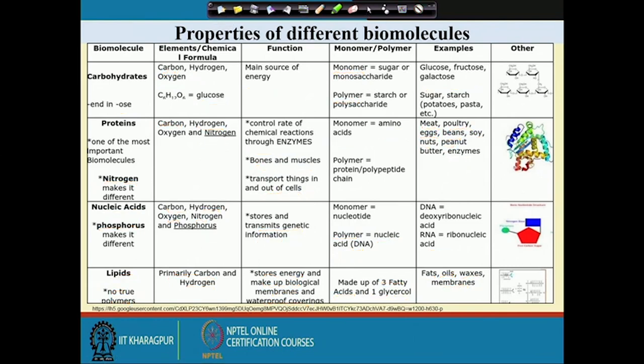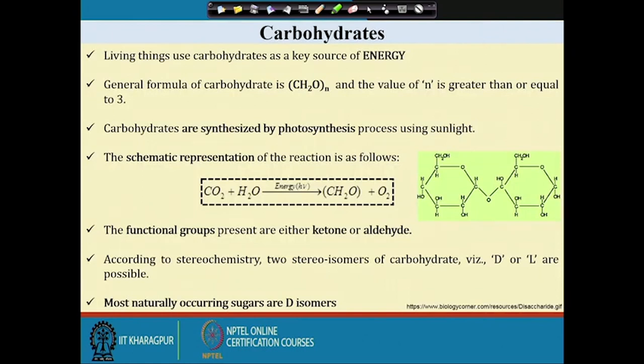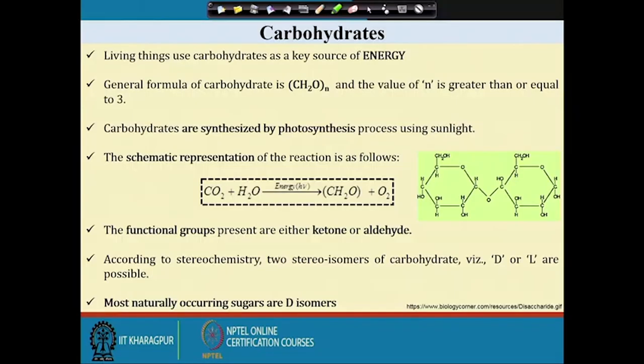Now, next, let us go to these biomolecules in detail. If you look at the carbohydrate, as I told you, it is the key source of energy of living organisms. As for example, we take glucose in day-to-day life, and we consider glucose a source of energy. It passes through the Embden-Meyerhof pathway, then the TCA cycle, and ultimately it is converted to carbon dioxide and water.